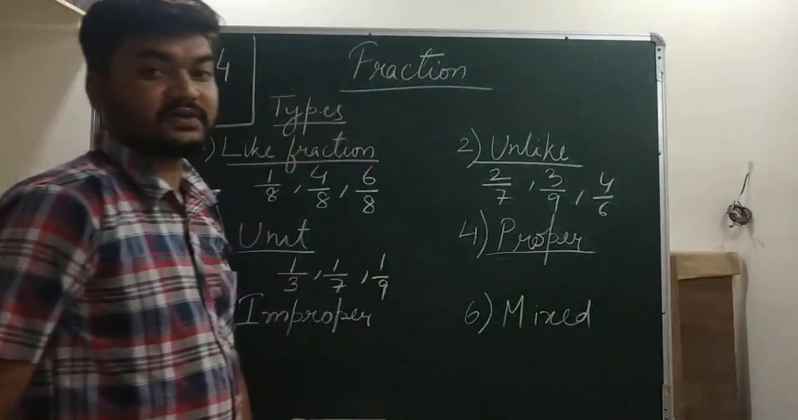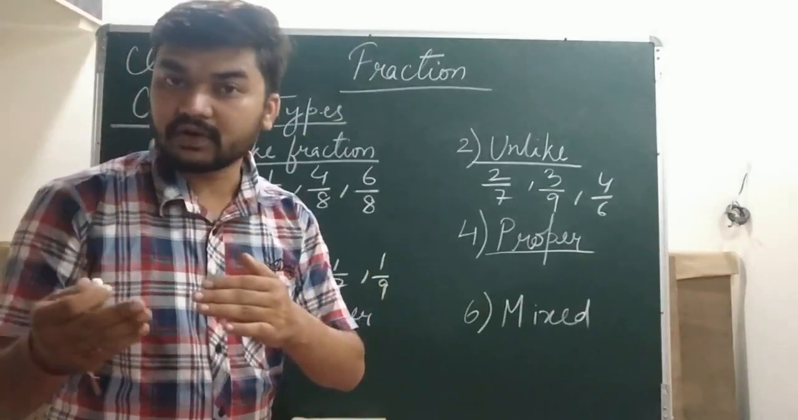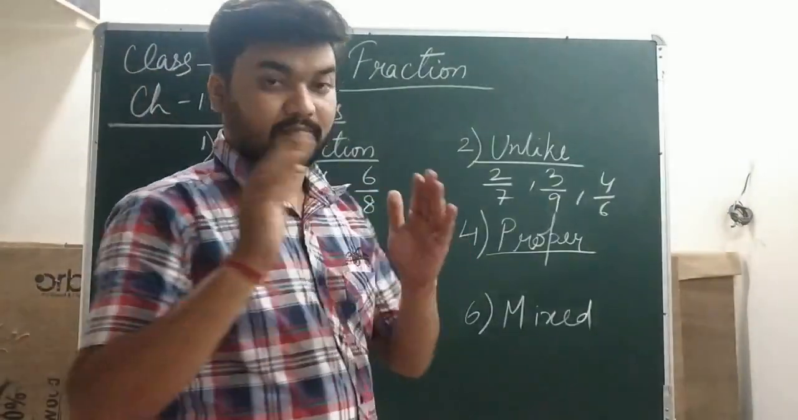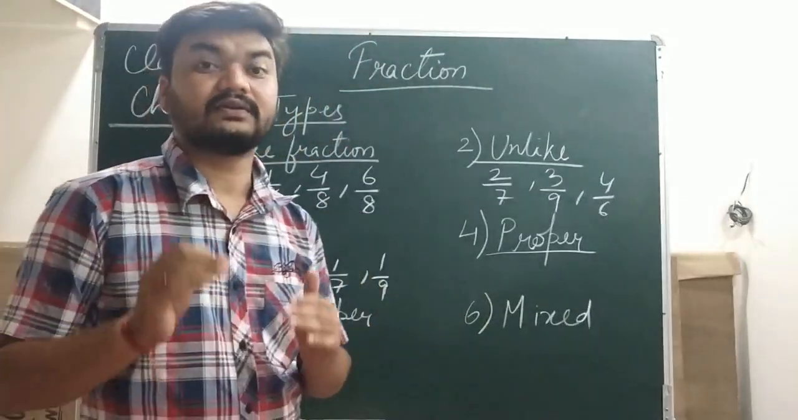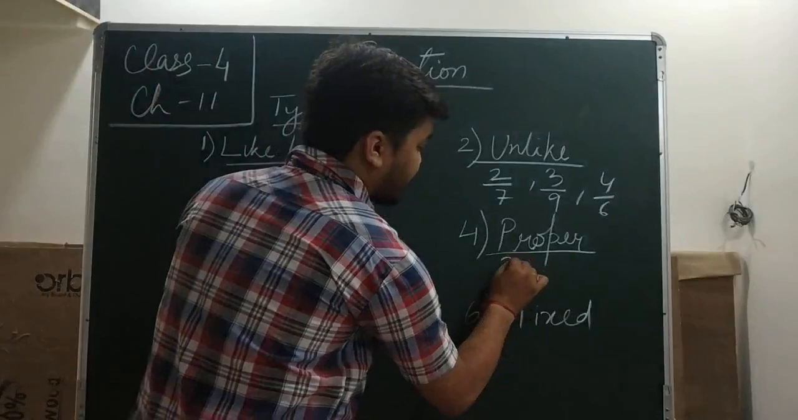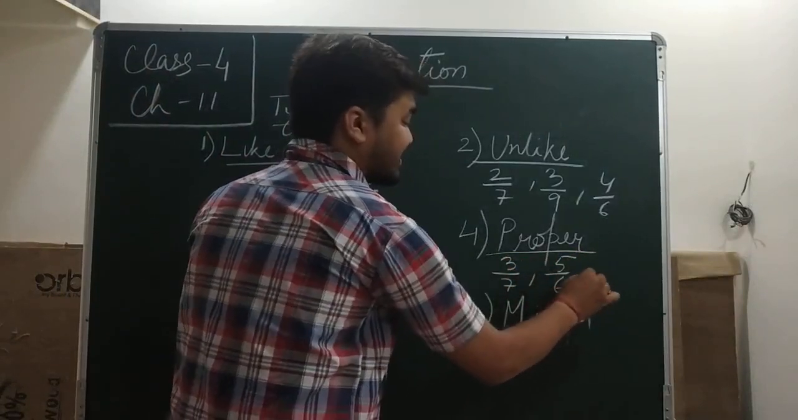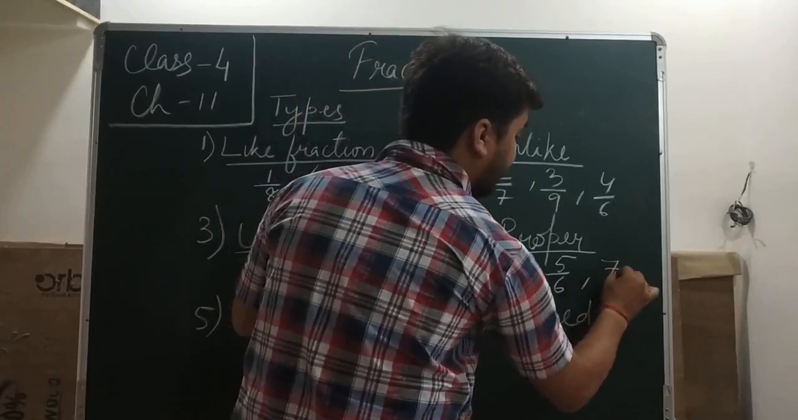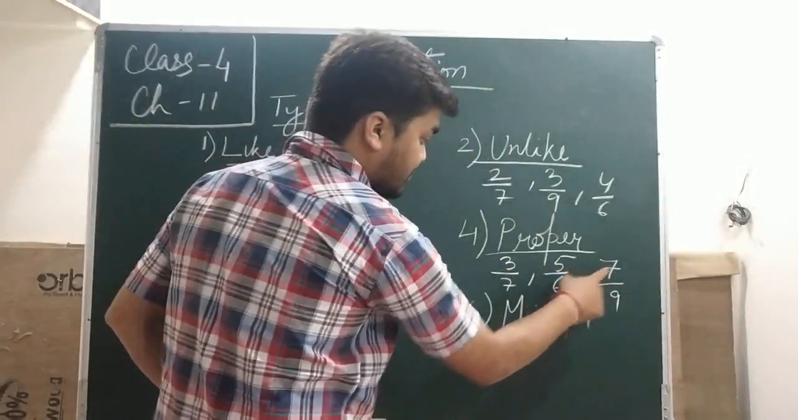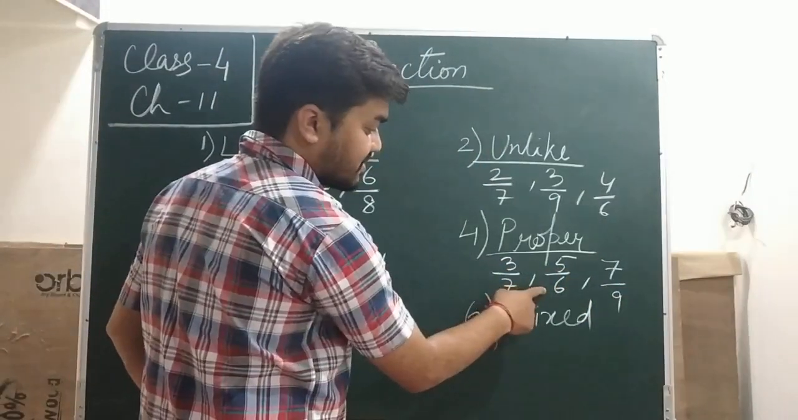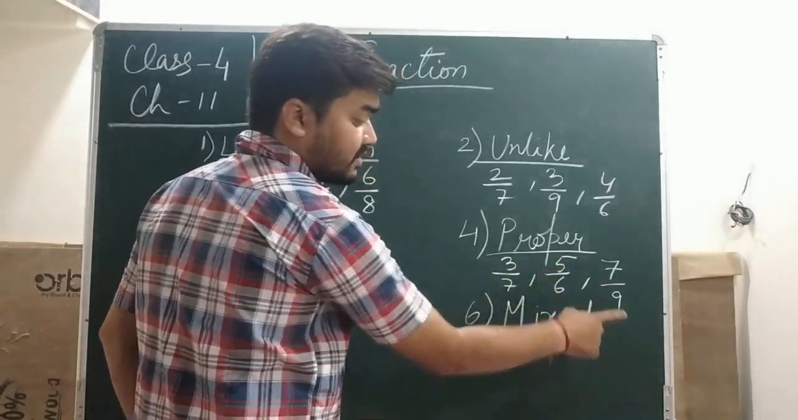Proper fraction. Now what is proper fraction? A fraction whose numerator is always smaller than the denominator. For example, 3 by 7, 5 by 6, 7 by 9. What can you see here? All the numerators are smaller than the denominators.